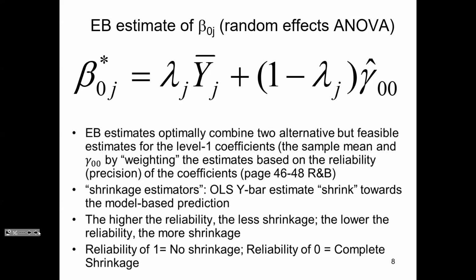So I'm saying 0.1 times the cluster mean plus 0.9, because it's going to be 1 minus the reliability, 0.9 times the model-based mean. So the more confidence I have in the sample mean, the more I upweight it, right? The less confidence I have in the sample mean, the more I downweight it.